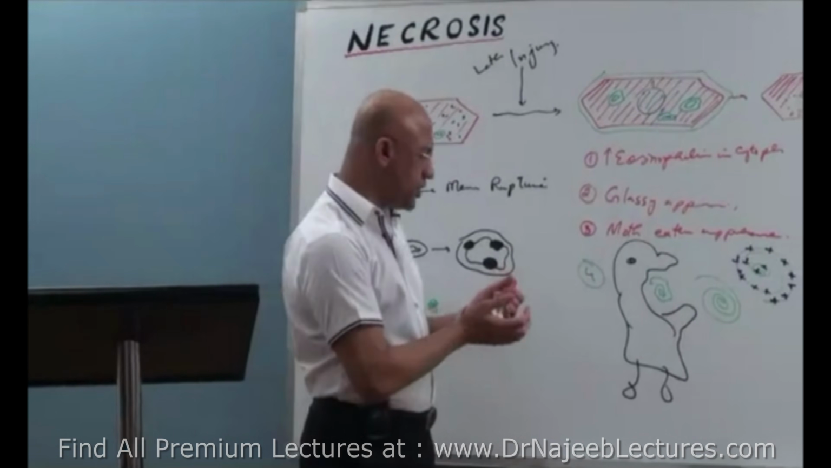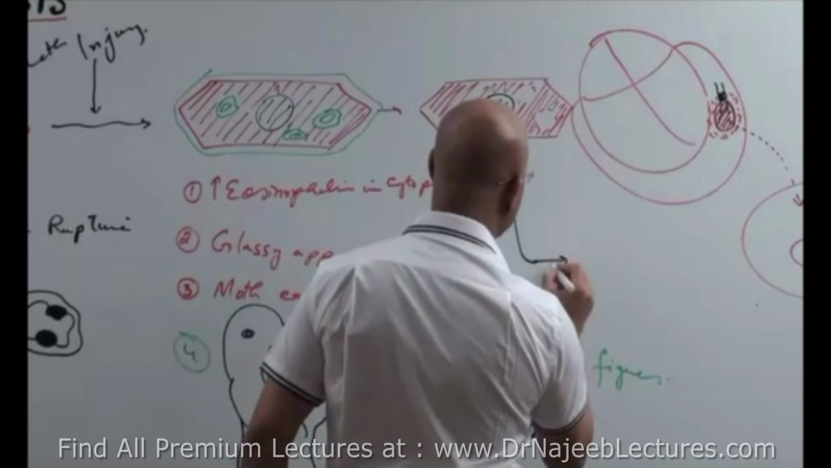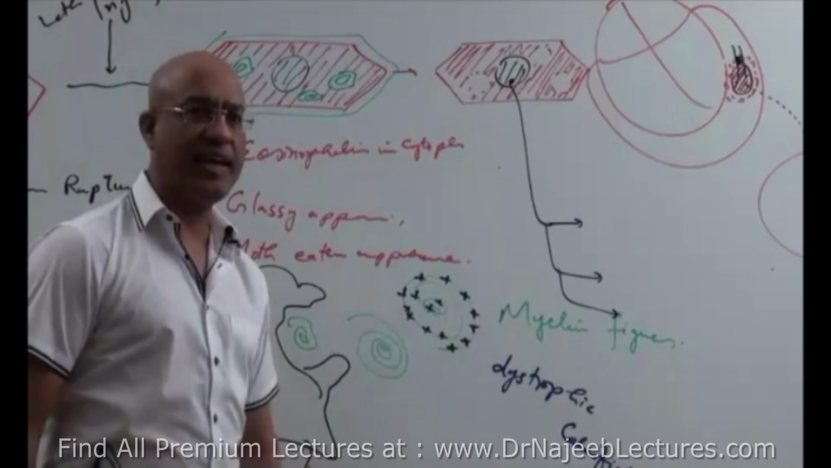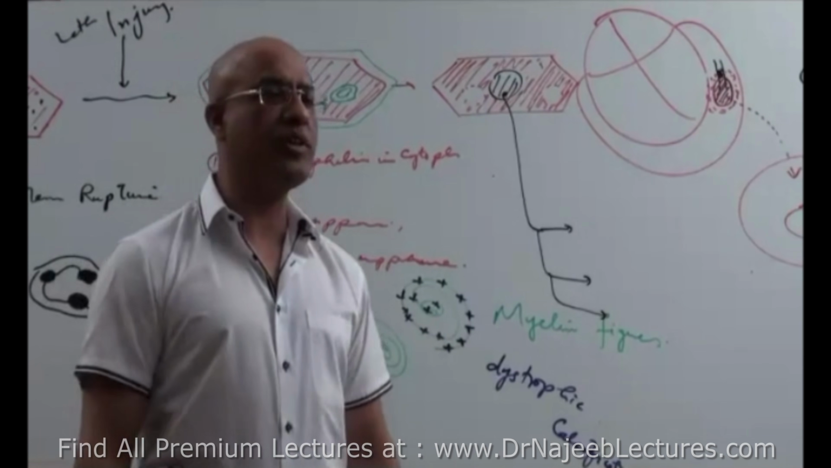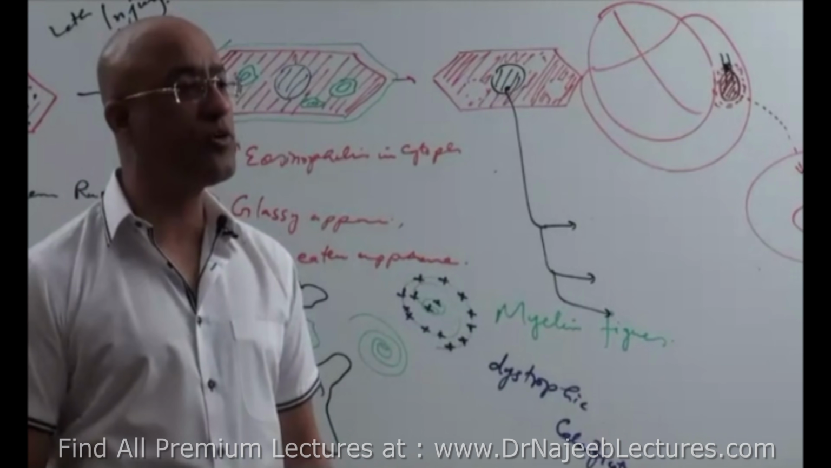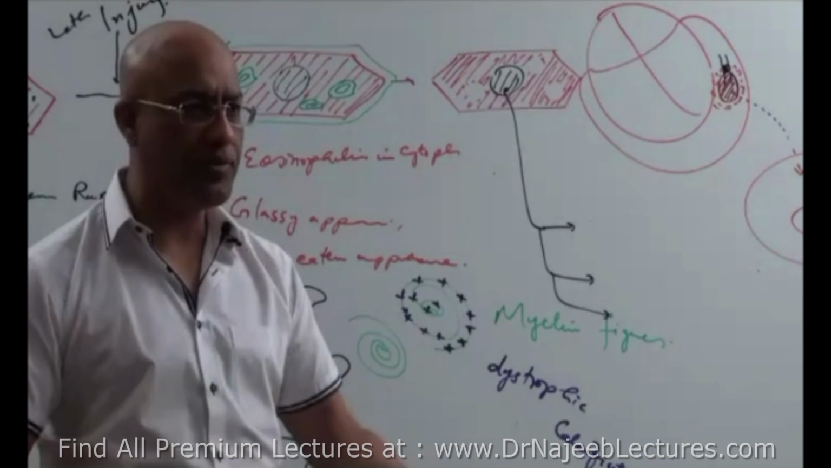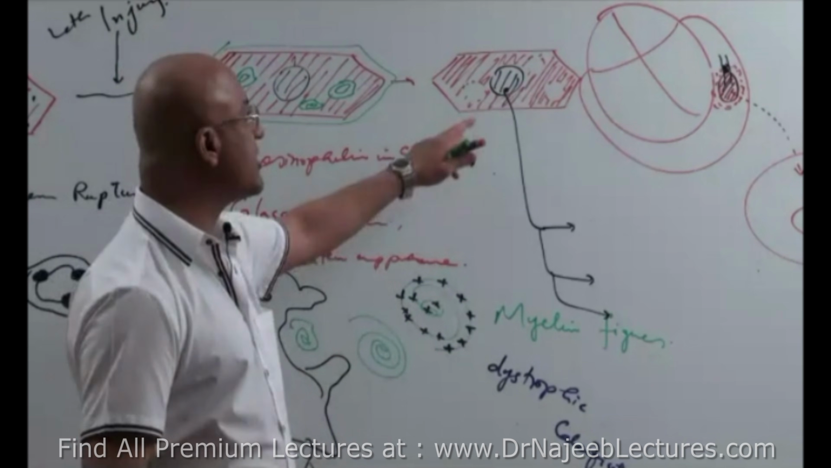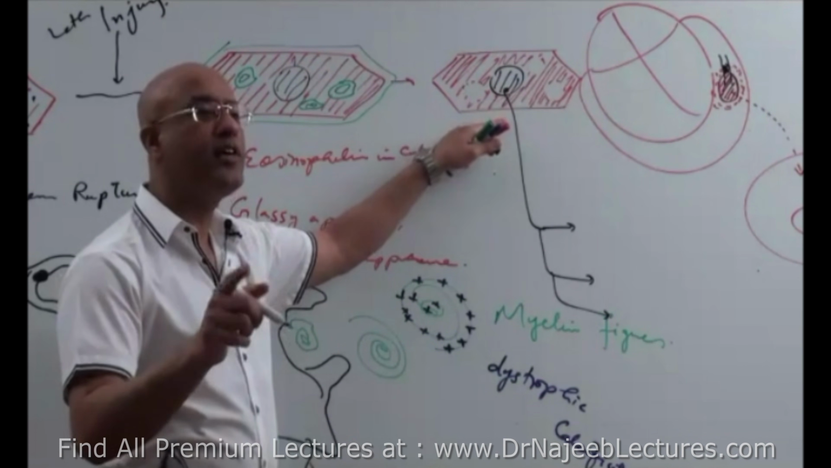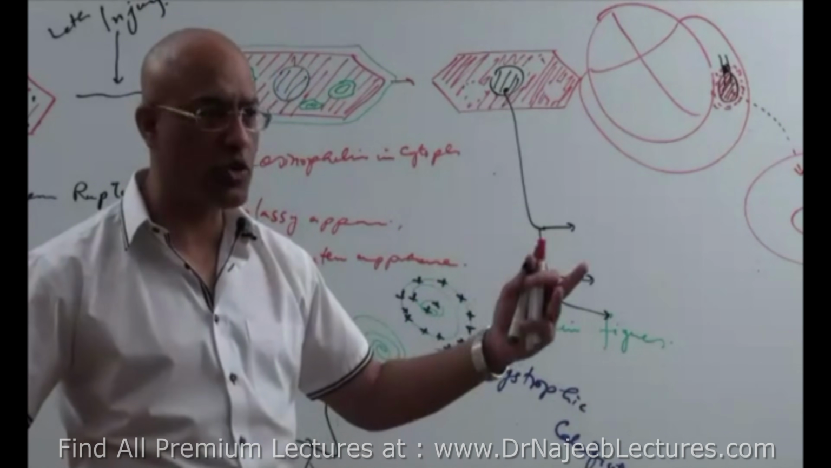Now we come to the changes in the nucleus. What happens to the nuclei of lethally injured cells? These nuclei can disappear because, as proteins are being digested, in the same way enzymes may lead to digestion of nucleic acids. They may digest DNA, RNA and other components of the nucleus. So this nucleus also eventually disappears. But in different cells, it disappears in a different style.